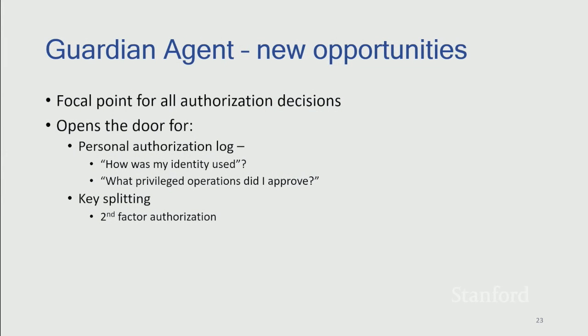So this is kind of what we're working on now, and it turns out that this personal authentication agent that we're building also opens new opportunities for other things to be done. Once we have this one focal point for all authorization decisions for the user, we can look for new possibilities. For example, running a personal authorization log of all operations that were performed using the user's identity, and allowing the user to ask questions such as, how was my identity used, what privileged operations did I approve, and make sure that their identity wasn't misused.